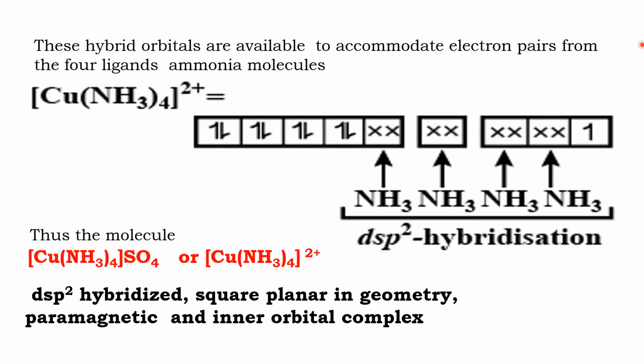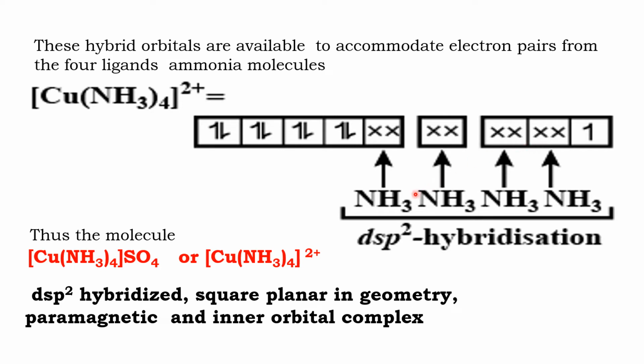Now see here, the dsp2 hybrid orbitals orient in three-dimensional space in a square planar manner to have minimum repulsion and maximum stability. So the dsp2 hybrid orbitals orient in a square planar manner, and the electron pairs from the 4 ammonia molecules enter into these orbitals.